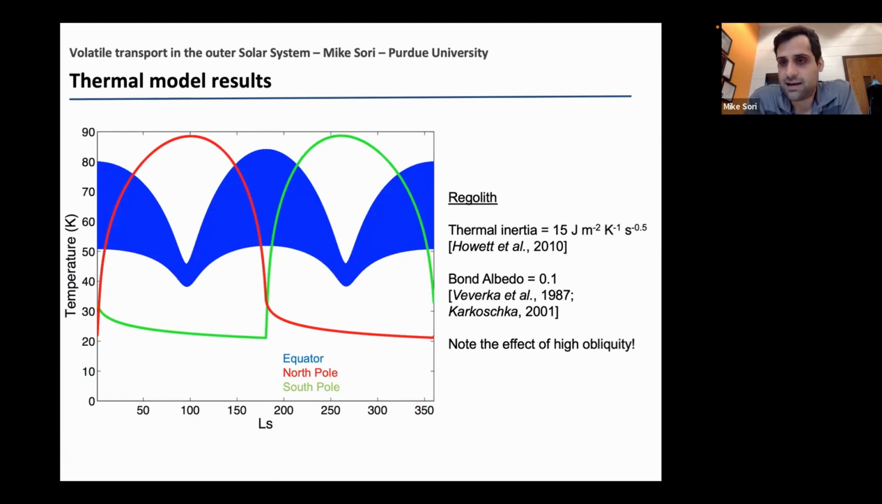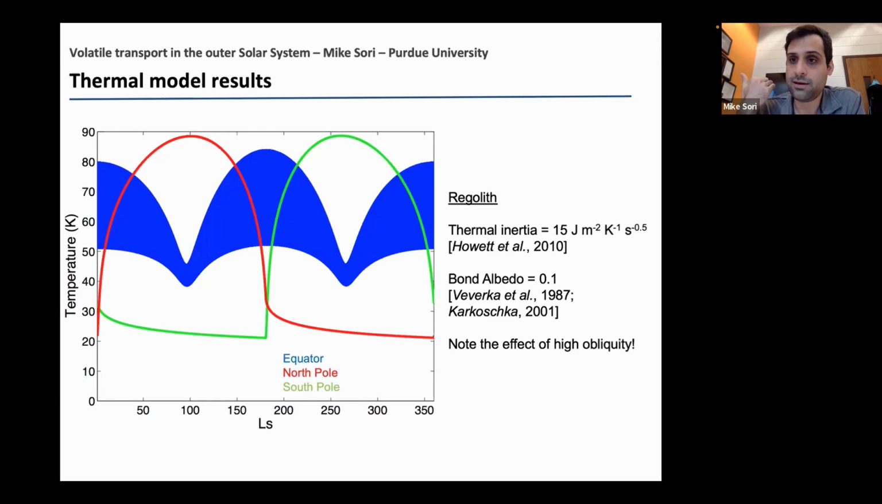These are temperatures at three different spots on the surface throughout the Uranian year. The red line is the North Pole, the green line is the South Pole, and the blue line is the equator. The blue line is thick because those are diurnal variations throughout a Uranian day. And I think there are some things you can learn just from looking at this plot.